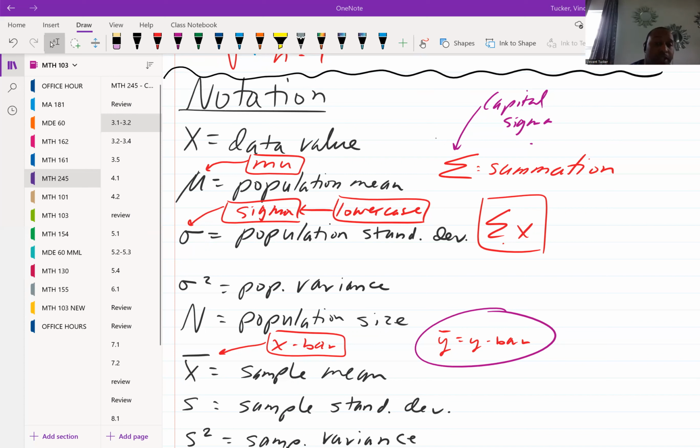Lowercase sigma, the Greek letter sigma, is your population standard deviation. Over here is capital sigma. Some of you may be more familiar with that one, especially when it comes to fraternities and whatnot. That represents the summation, or the addition, of your data values. That's what capital sigma represents in mathematics. But lowercase sigma is your population standard deviation. Lowercase sigma squared is your population variance. And capital N is your population size.